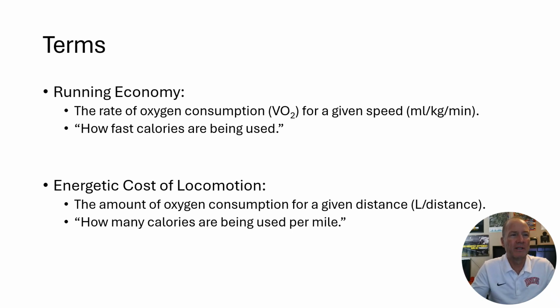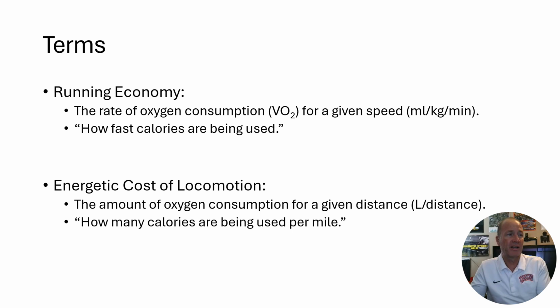The other term that we need to be familiar with is energetic cost of locomotion. This is defined as the amount of oxygen consumption for a given distance. In the units, we can actually use mLs per kg per distance, or typically we would use liters per distance, whichever way. But in essence, it's volume of oxygen for a given distance. So how much oxygen we used to run a mile, how much oxygen we used to run a kilometer, how much oxygen we used, the total amount, to run a marathon.